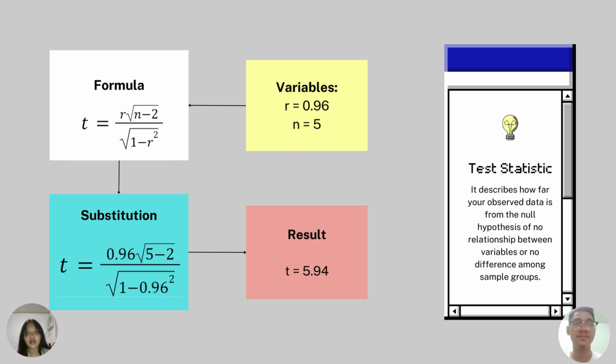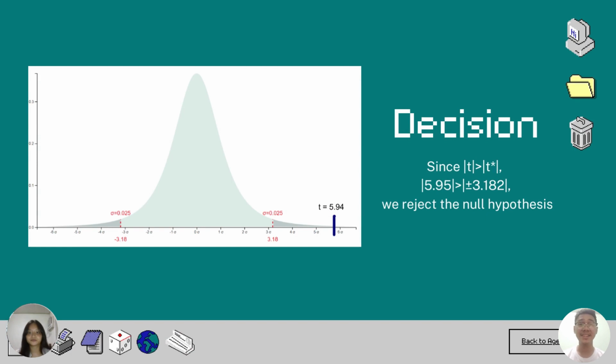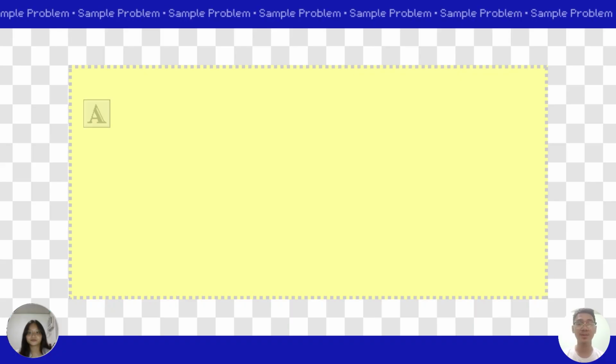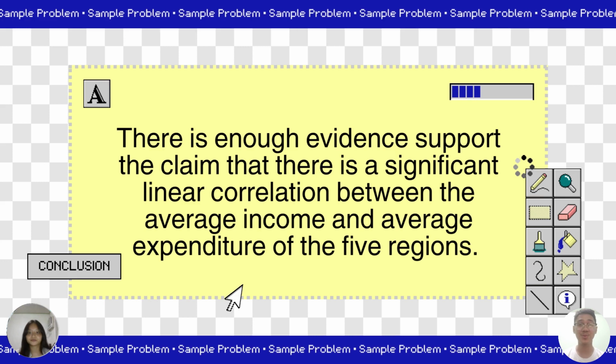So that is our formula, and we will substitute it and we will get 5.94. Plotting the values on the graph, we can see that the absolute value of t is greater than the absolute value of the critical value. Therefore, we reject the null hypothesis, and we can conclude that there is enough evidence to support the claim that there is a significant linear correlation between the average income and the average expenditure of the 5 regions.